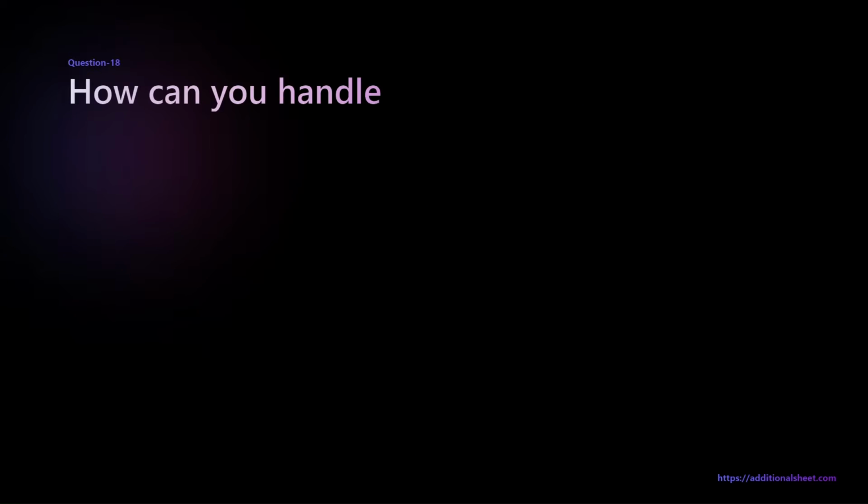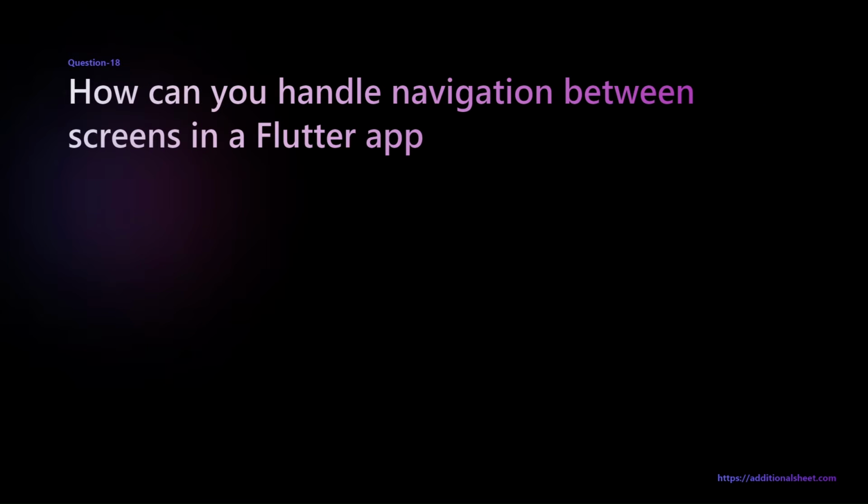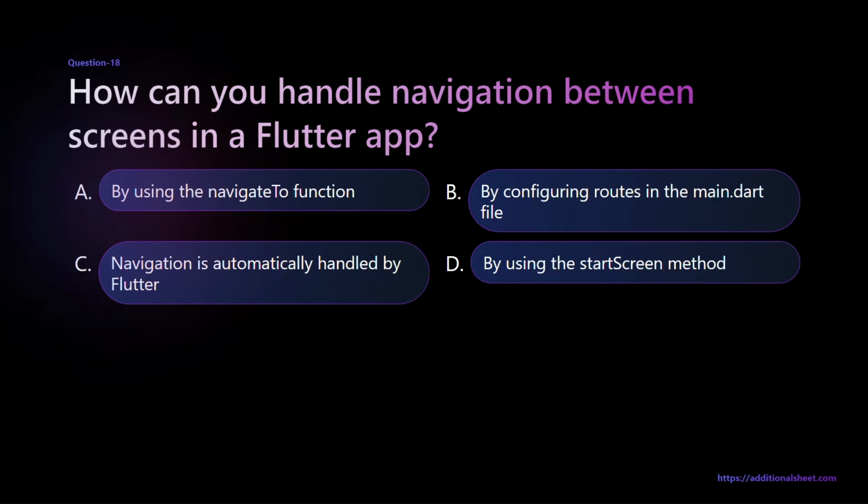How can you handle navigation between screens in a Flutter app? Option A, by using the Navigate to function. Option B, by configuring routes in the main.dart file. Option C, navigation is automatically handled by Flutter. Option D, by using the Start Screen method.